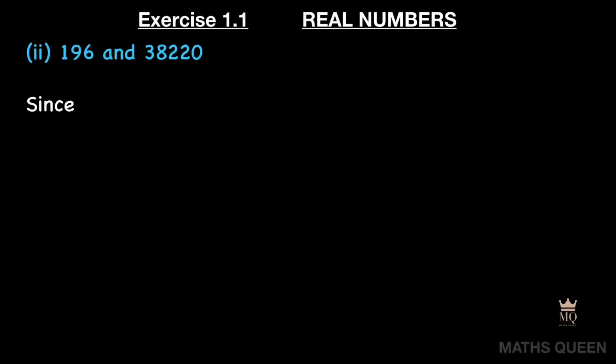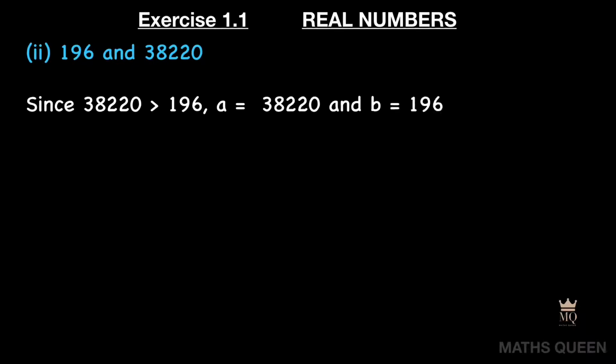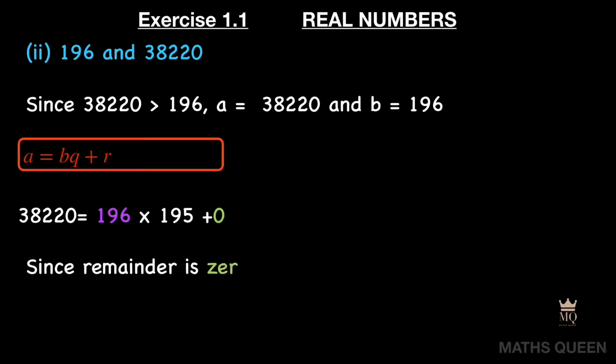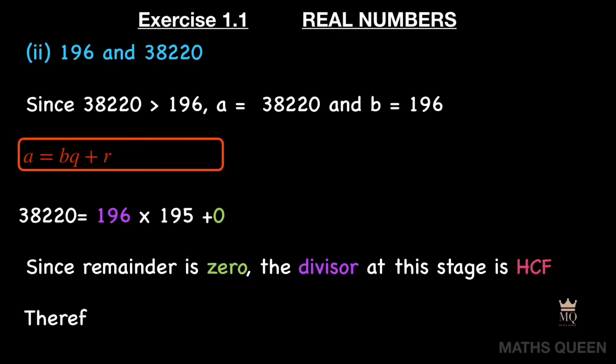Since 38220 is greater than 196, we take 38220 as a and b is equal to 196. Applying Euclid's division lemma, we have a is equal to bq plus r. So on dividing, we get 38220 is equal to 196 into 195 plus 0. Here the remainder is already 0. So the divisor, that is 196, will be your answer. That is, the HCF of 196 and 38220 is 196 itself. Hope you get it.